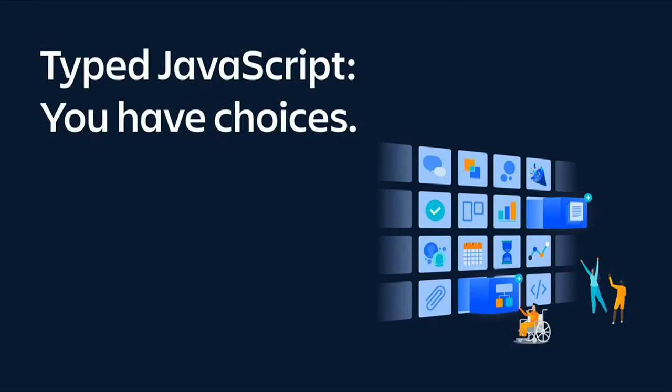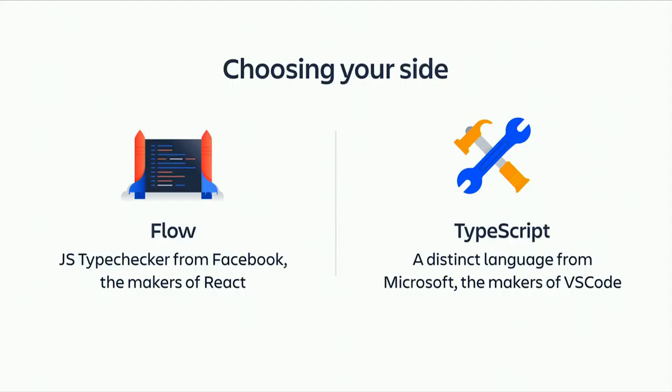So the two leading solutions for typed JavaScript are Flow and TypeScript. You need to choose a side. Both products provide a similar set of features. Flow is great because when it came out, you could incrementally roll your code base over to Flow. You didn't have to move everything at once. This is actually now possible with Babel 7 and TypeScript as well.